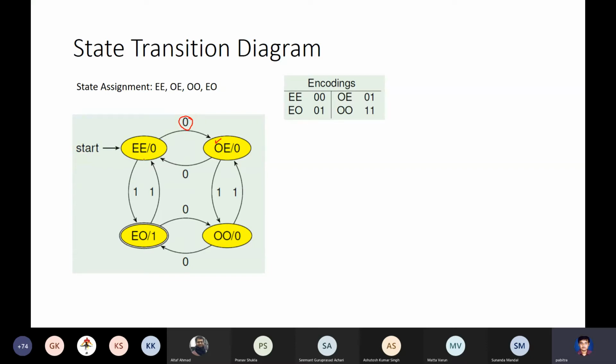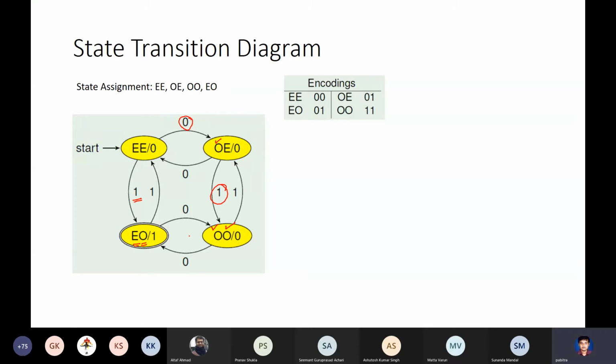If you are in an even number of zeros and even number of ones state, and you receive a 1, then you still have an even number of zeros, but you have an odd number of ones. Similarly, if you have an odd number of zeros and an even number of ones, and you receive a 1, you still have an odd number of zeros, but now you have an odd number of ones. So this way it is easy to build this state transition diagram.